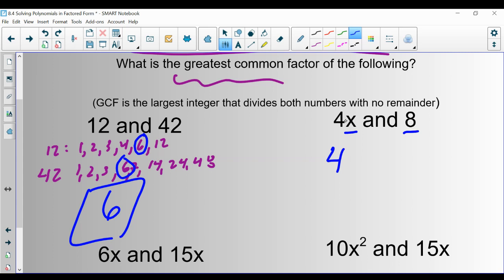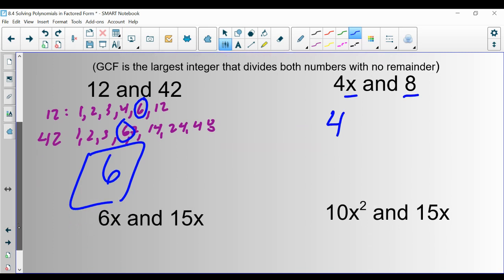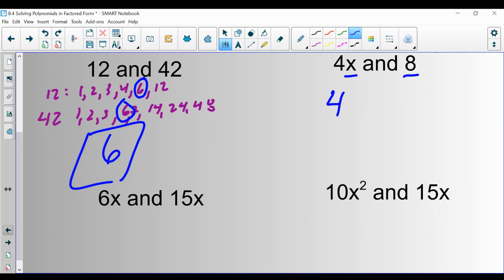The x, how that comes into play is if they both have x as a factor, then you could consider that part of your factor. But 8 doesn't have any variable, and the 4x has an x. They don't have any variable in common, so I can't take that. I don't have a greatest common factor between them.